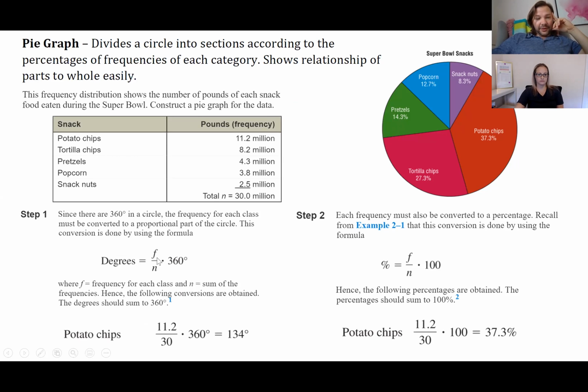You take the frequency divided by n, which n is the total number of categories. Is that right? Times 360? It's the total frequency. N is total frequency. Okay. Yeah. And f is the frequency for the particular category.